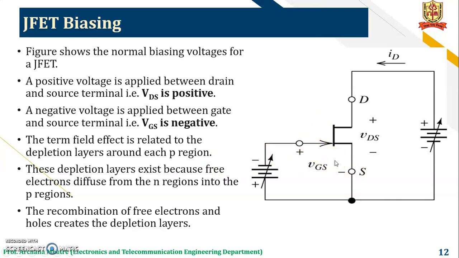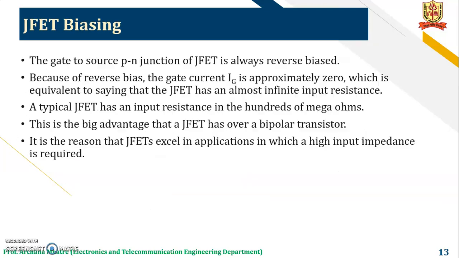The term field effect is related to the depletion layer around each P region. This depletion layer exists because free electrons diffuse from the N region into the P region. The recombination of free electrons and holes creates the depletion layer. The gate-to-source PN junction of a JFET is always reverse biased.